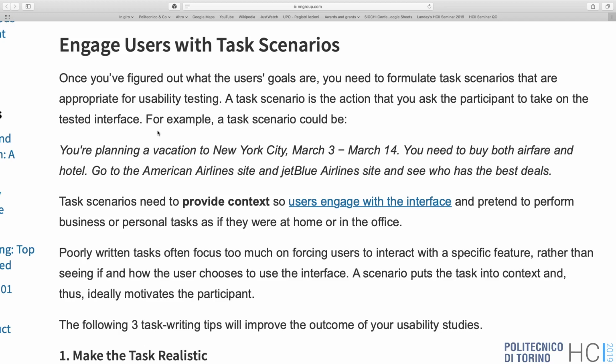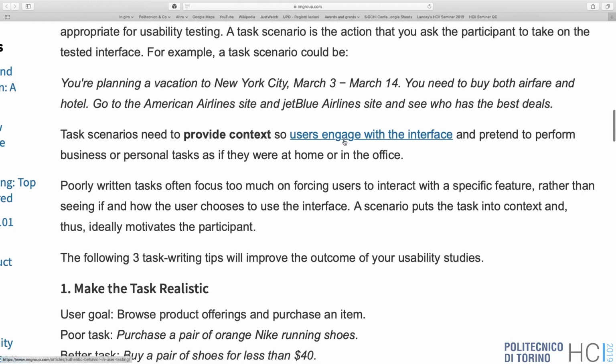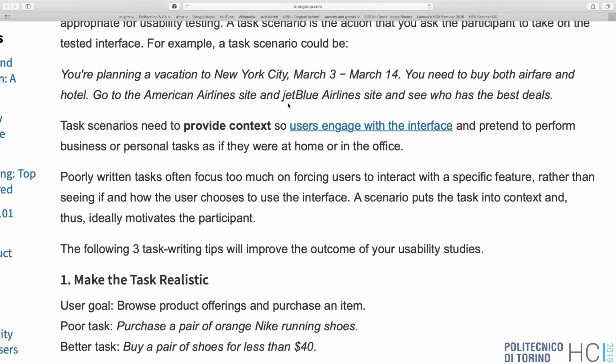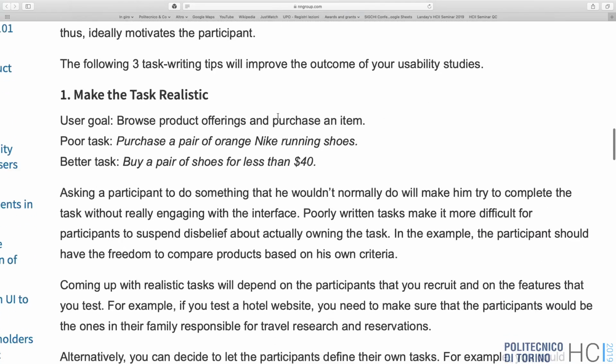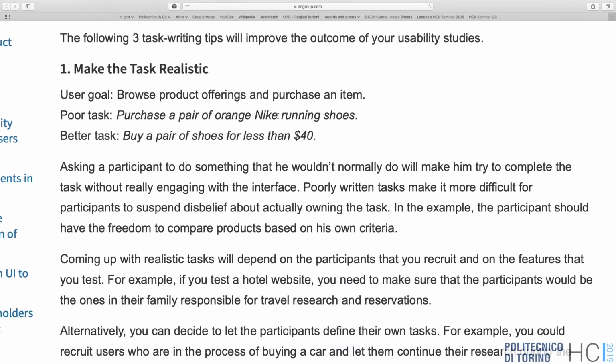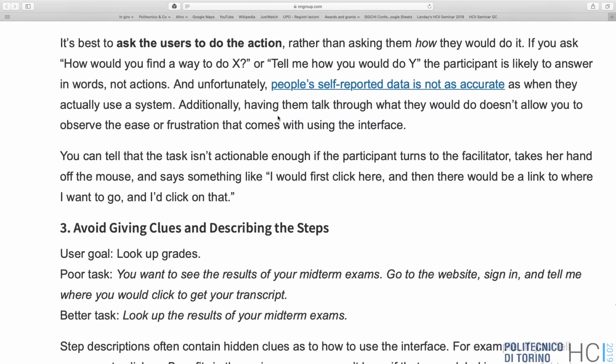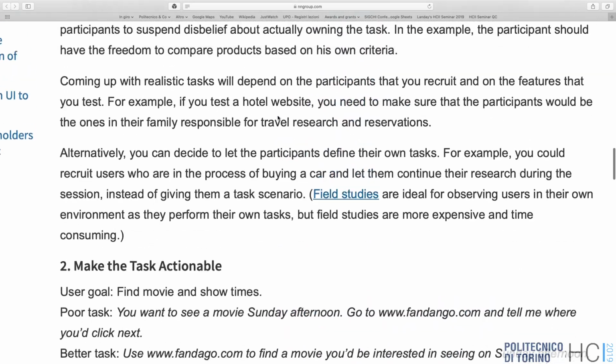So it creates a context for the user and also information. Go to the American Airlines site and the JetBlue Airlines site and see who has the better detail. This is a general scenario with some tasks in it. And then you have 3 suggestions on creating the task: make the task realistic, actionable, and avoid giving the resulting operation of the task inside the task.